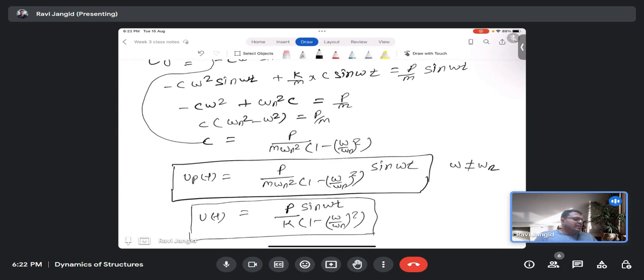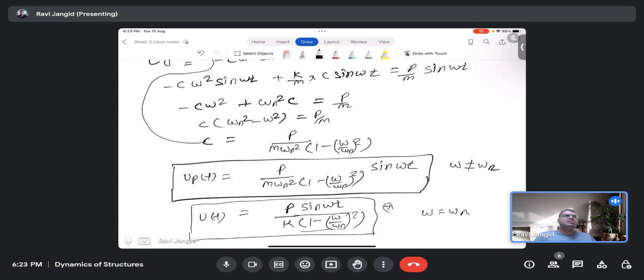Okay, so can you tell me now how I determine the response for the resonating condition, omega equal to omega n? We should know the k value, right? If omega is equal to omega n, the denominator will become zero, which leads to infinity, so my solution is not valid for the resonating condition. So for the resonance, how do I find out the solution?